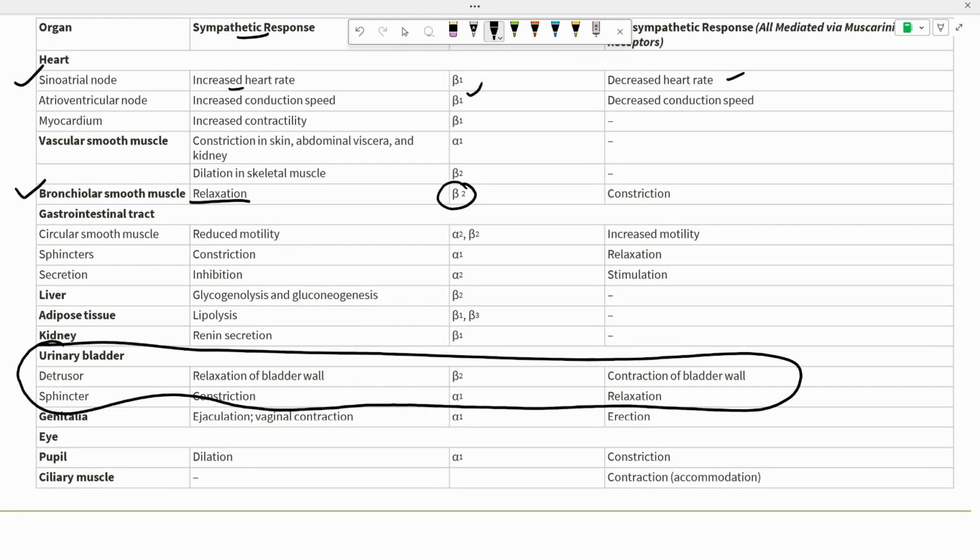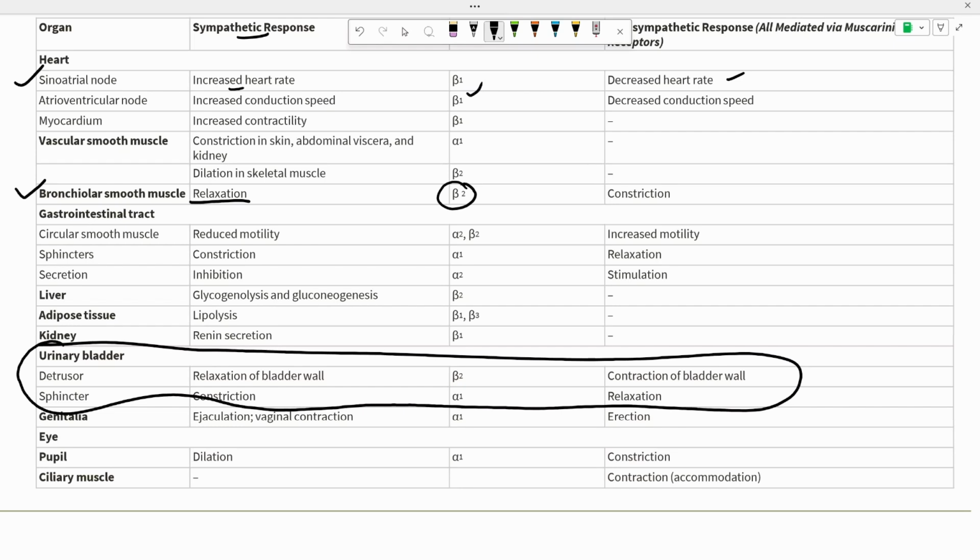Okay, so there's 2 parts here. We have the detrusor and we have the sphincter. What is the detrusor? What did you say in the back? It squeezes the bladder. Detrusor is the muscle that contracts to squeeze the bladder.